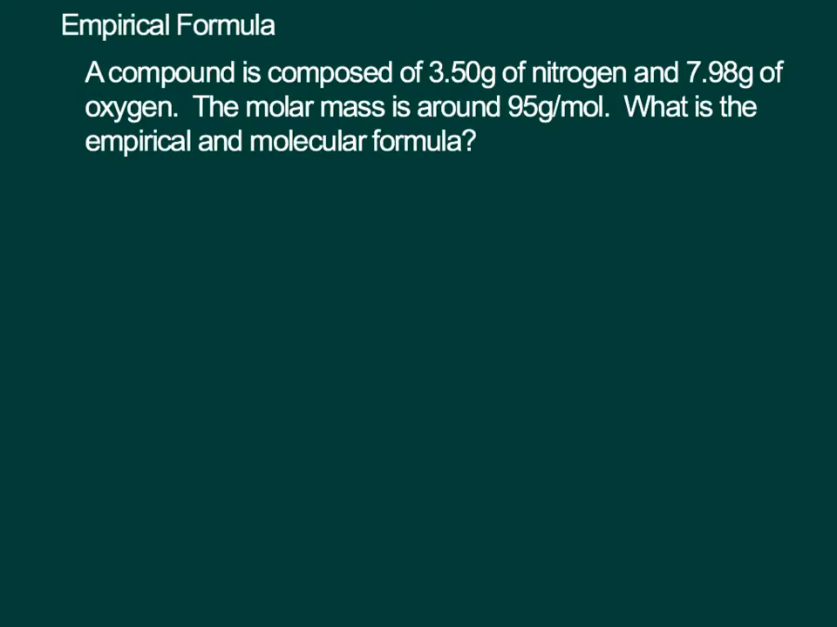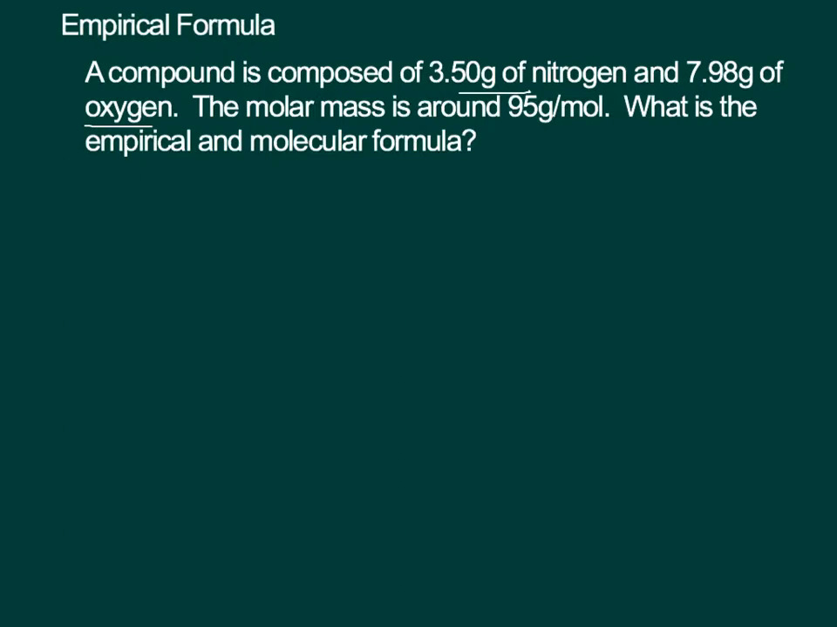Note that a lot of times we'll start with a percentage here, so the 3.50 grams would actually be given as a percent. It would be some percentage nitrogen, some percentage oxygen. You would assume 100 grams and go straight to grams. In this case, we're given grams to start, so we're going to use that value.